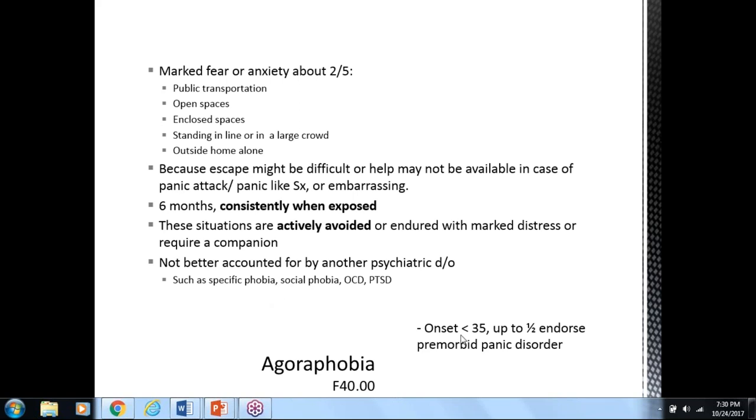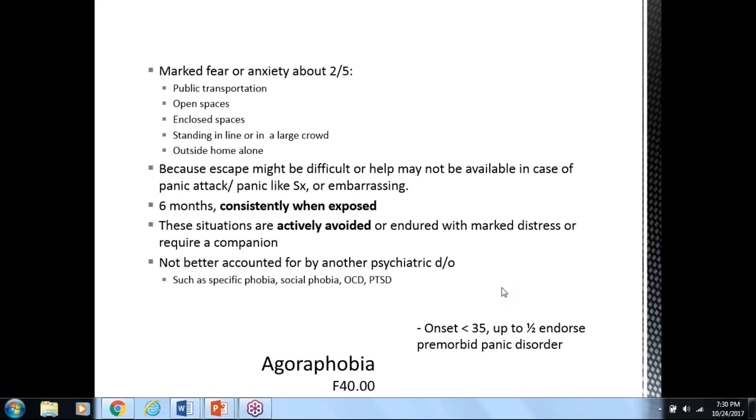And you see that little note down there? This is a static sort of note. Typical onset is under 35, whereas panic disorder's onset was usually around 20-ish. And up to half of people endorse panic disorder prior to the agoraphobia. So some people will just stop going out before the real panic disorder symptoms or diagnosis is established.